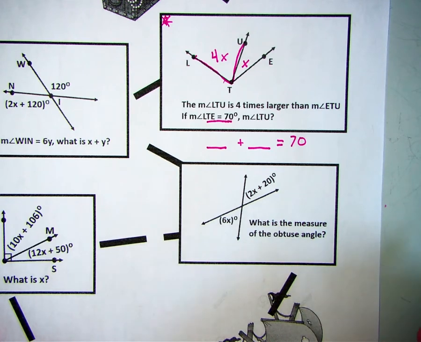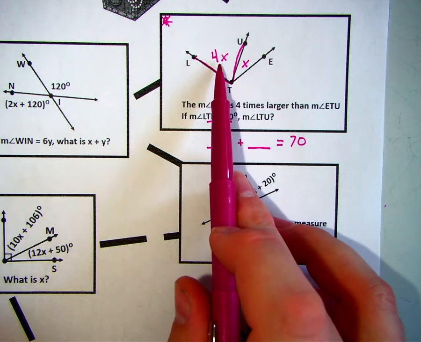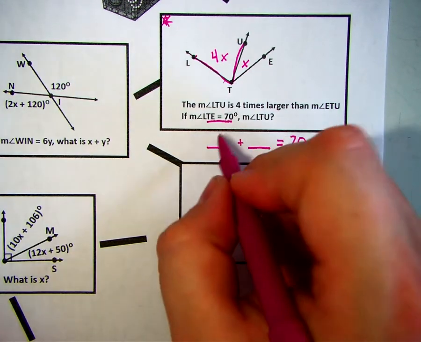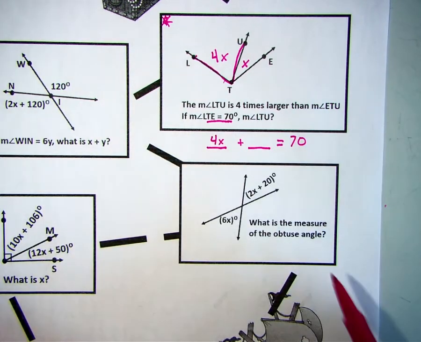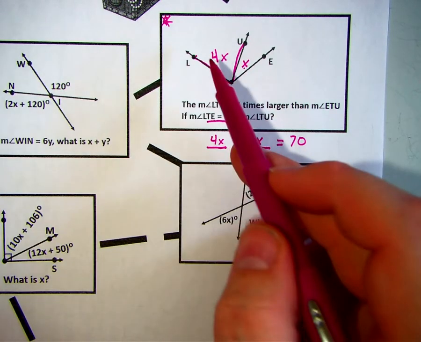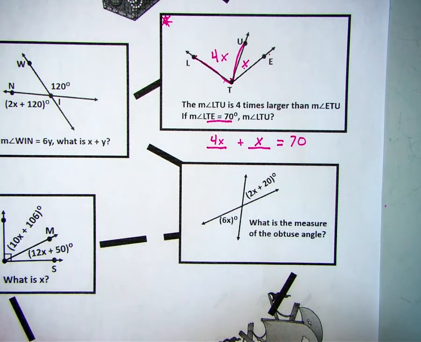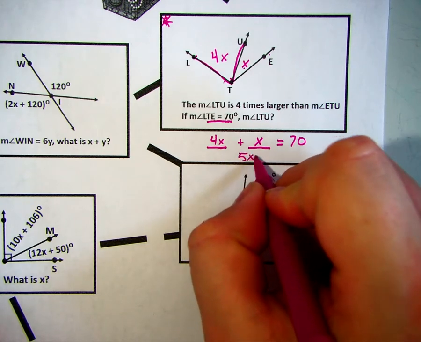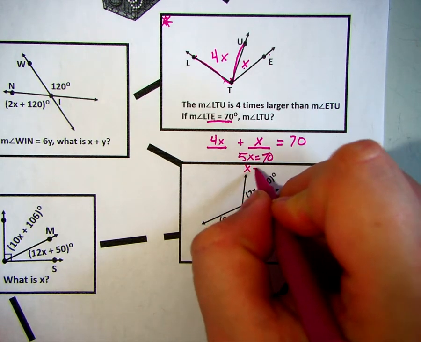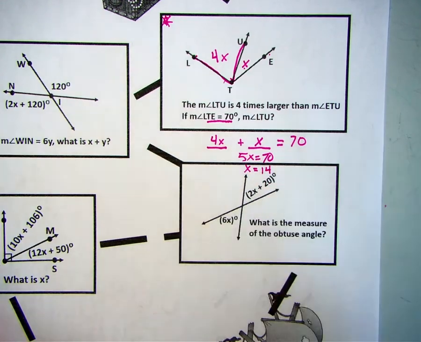Well, now we can set up the rest of the equation. This angle, LTU, which is represented as 4x degrees, plus this angle, ETU, which is represented as x degrees, together add up to the given value of the larger LTE angle of 70 degrees. So we're going to combine our like terms. 5x equals 70, where x will then equal 14.